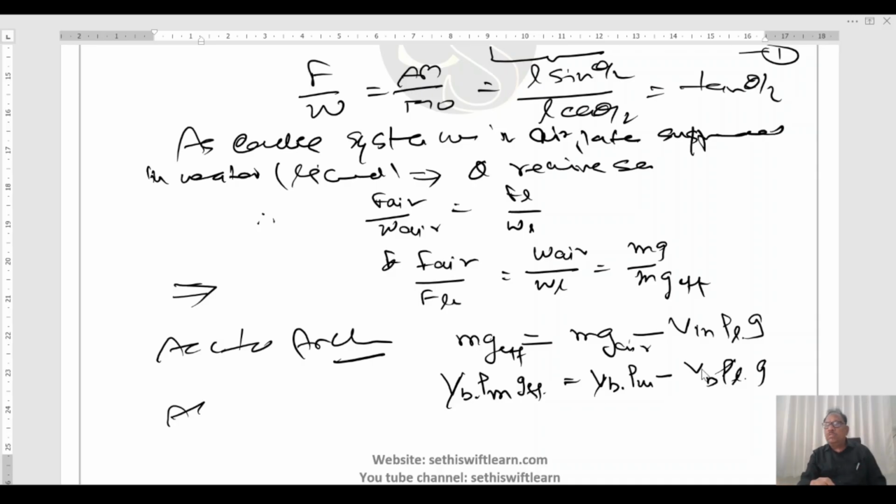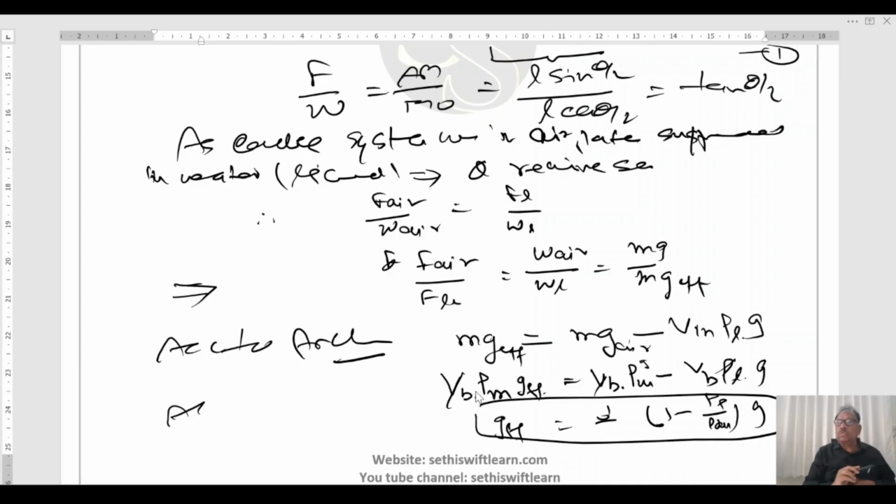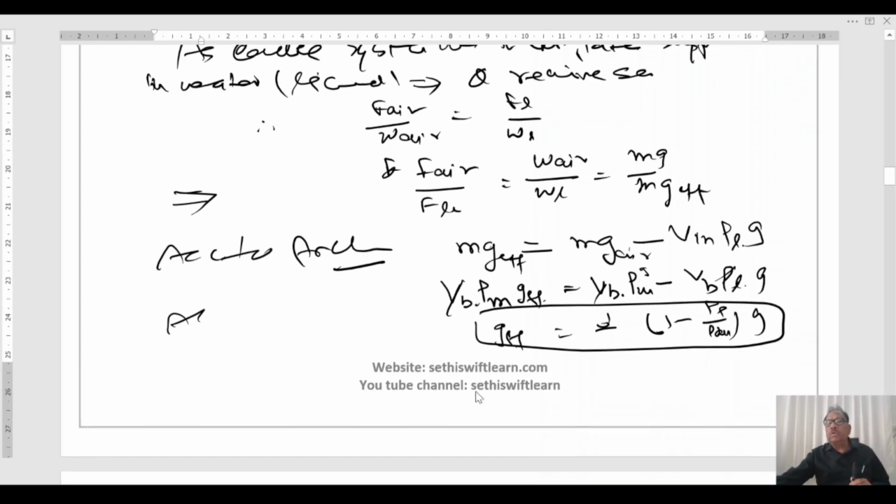Vb goes into G effective, G air, right? This is G air also. Therefore, G effective will be rho m taken common from 1 minus rho L upon rho m into G. So G effective comes out to be this one. Now substituting this one.